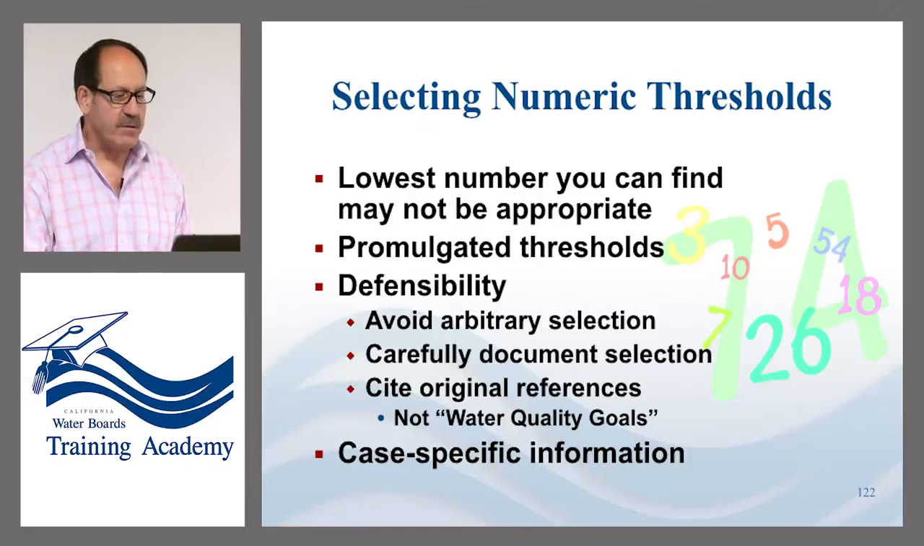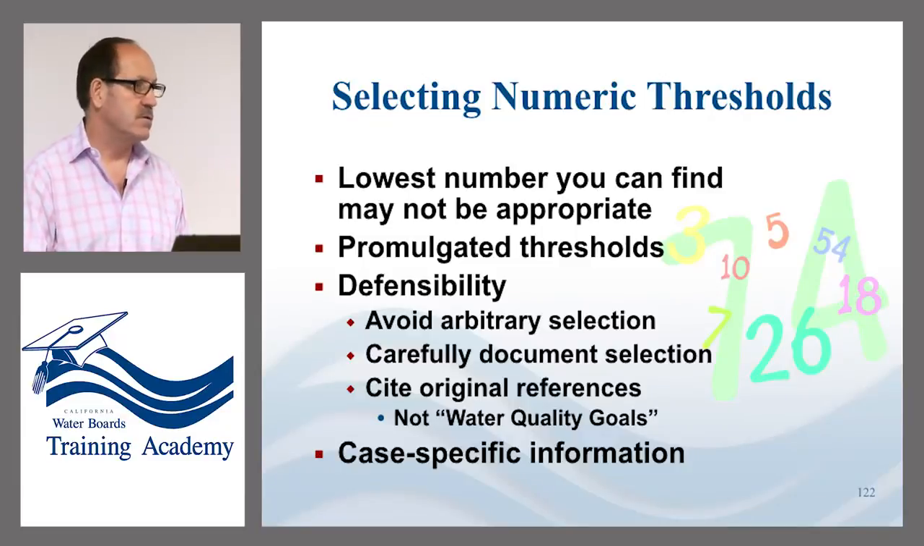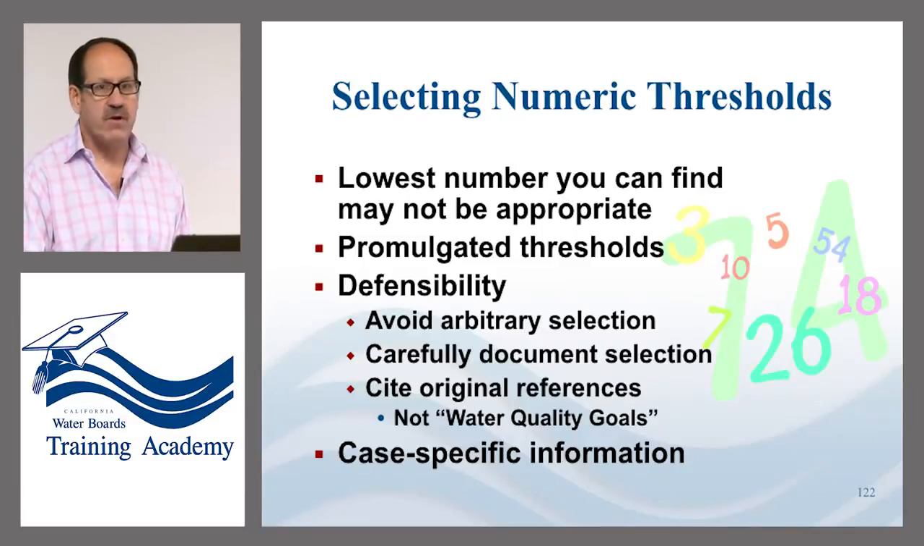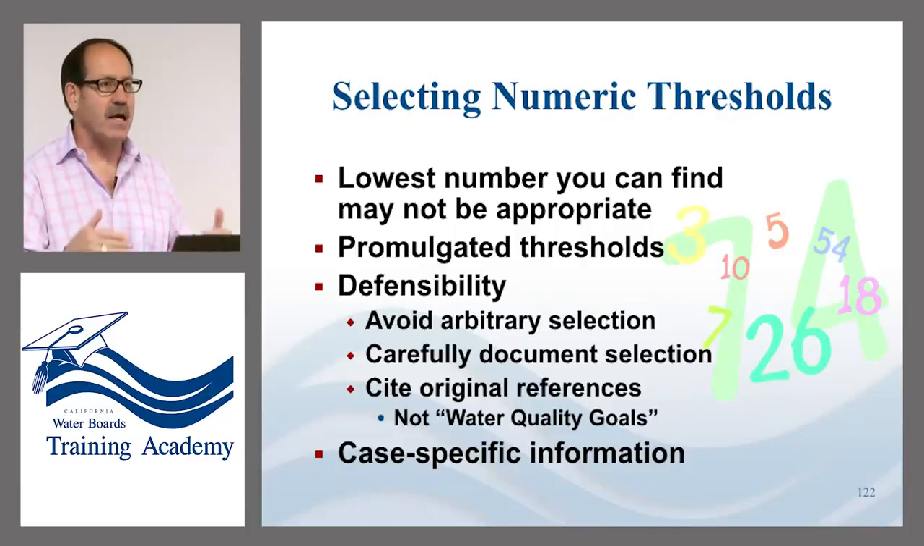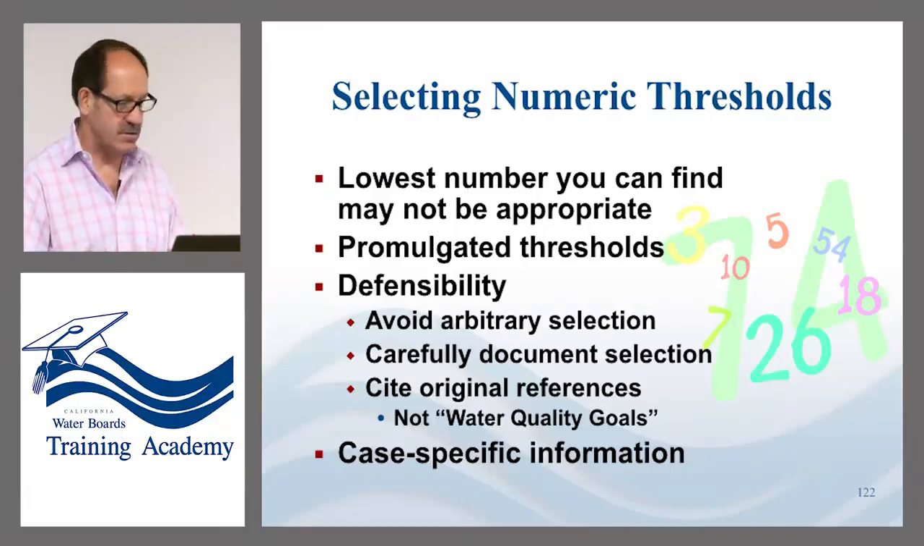So in defensibility, again, avoid arbitrary selection of numbers. Carefully document the numbers that you've selected and why you selected them. Cite the original references. Where did they come from? What organization? What document? Don't just say, I got them out of water quality goals, because that's just a secondary reference. Go to the primary references.